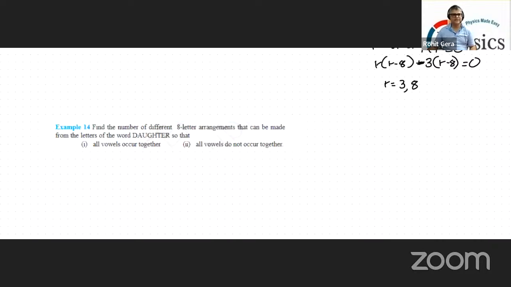All vowels have to occur together. Vowels A, E, U. They should occur together in a bundle.